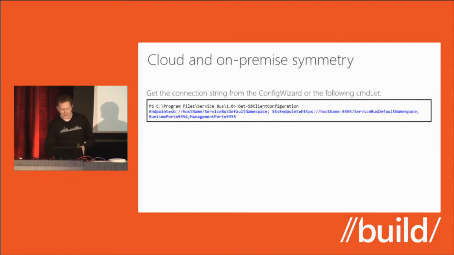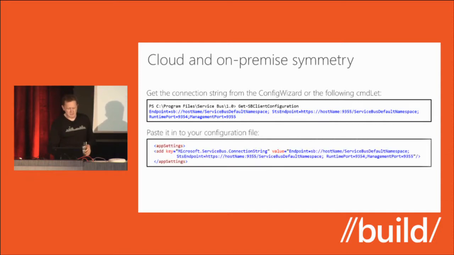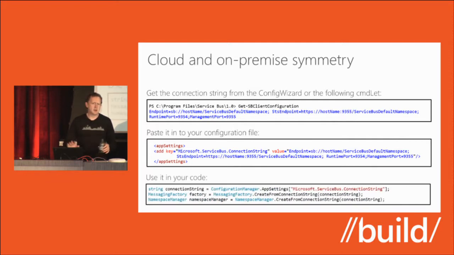And just to reinforce that symmetry aspect of this, so using the config wizard or a commandlet that we provide with Service Bus for Windows Server, you can get the connection string, and then you put that connection string in your app config file, and then you use it in your code. Now, the way you're using it in the code is identical whether you're using Azure Service Bus or whether you're using Service Bus for Windows Server. The only difference is that connection string.